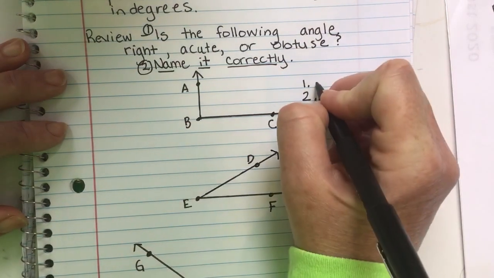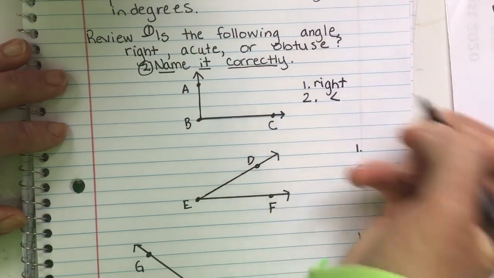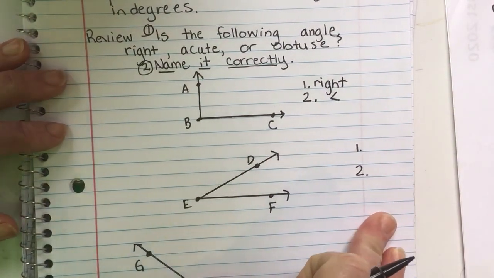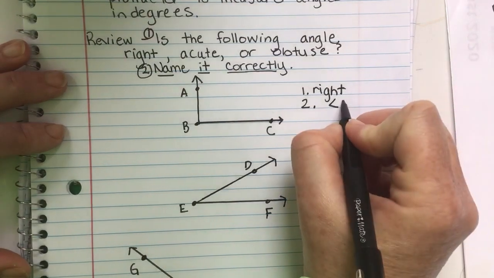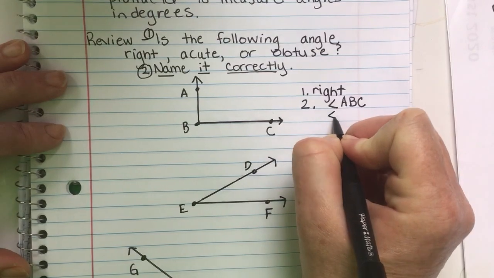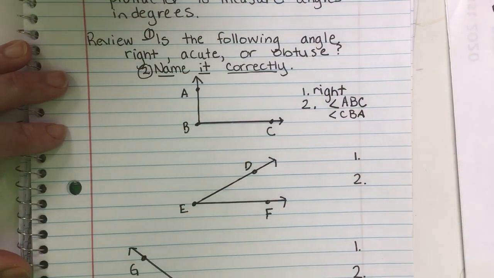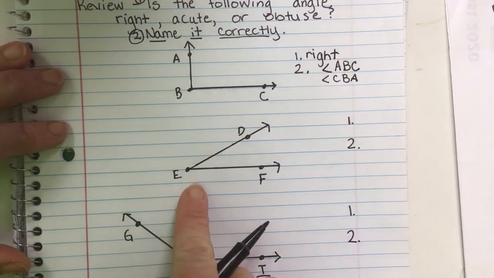Hopefully you said it looks like it's right. And how would you name that? Think about it. If you said angle A, B, C, or angle C, B, A, you would be correct. Either answer is correct. Okay, moving on, think about this one.